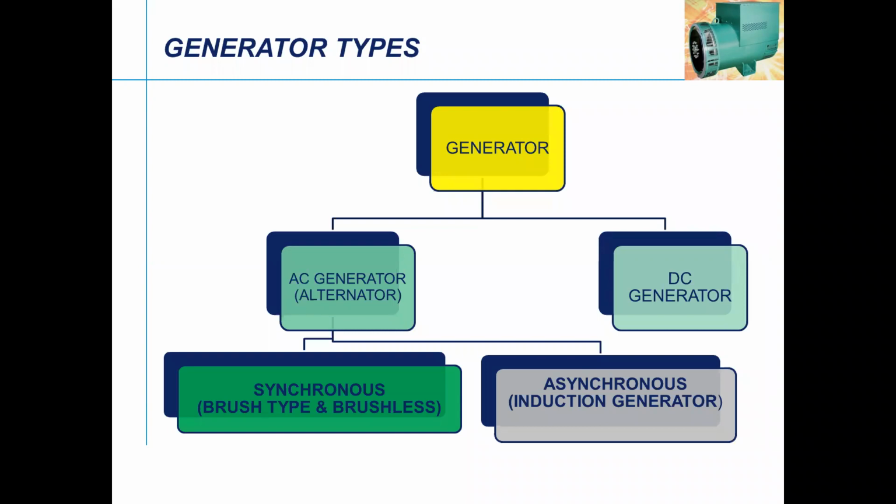DC generators. In AC generators, there are two variants: brush type and brushless. Fundamentally, during the 80s we had brush type alternators. Presently, it is moving to brushless. Brush type alternators are very rare, and on the maintenance front they are now absolutely obsolete, I can say.